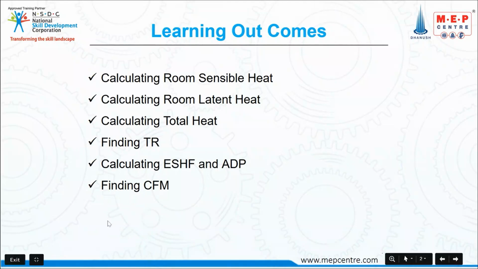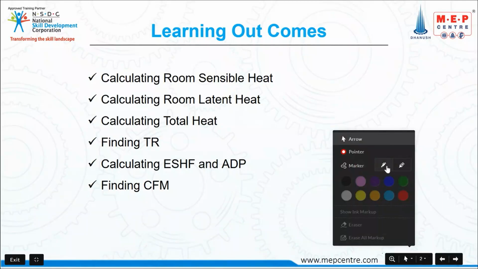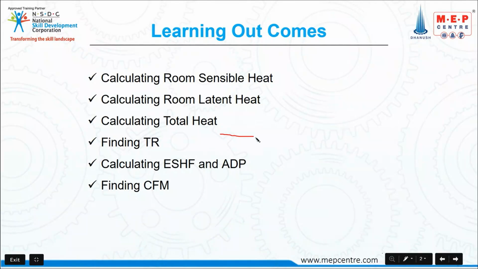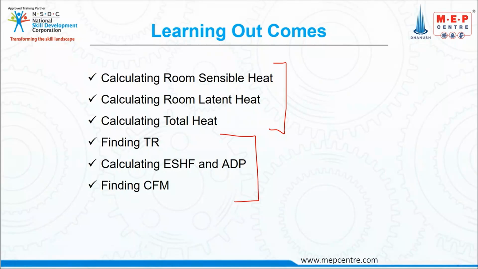So these three things are for finding the capacity of the machines. These three indicate how much heat is generating in the room. After finding how much heat is generating in the room, later we'll find how much capacity of the machine is required to remove that heat from the room. Okay, hope I am clear to everyone.